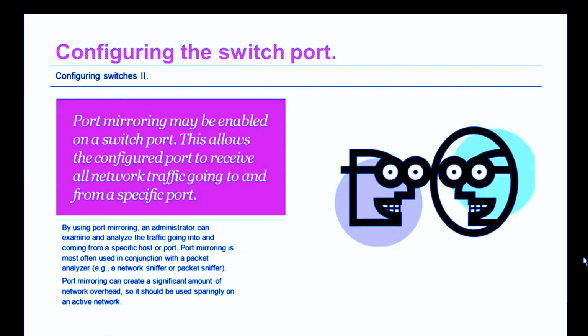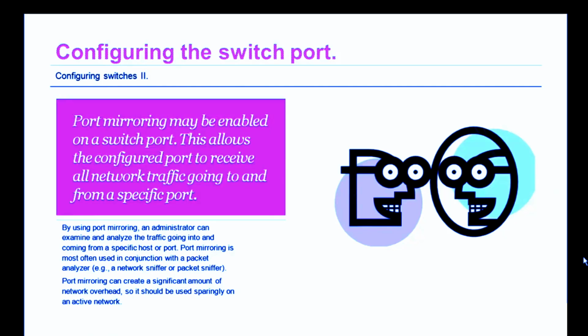Port mirroring may also be enabled on a switch port. This allows the configured port to receive all network traffic going to and from a specific port. By using port mirroring, an administrator can examine and analyze the traffic going into and coming from a specific host or port. Port mirroring is most often used in conjunction with a packet analyzer, also known as a packet sniffer or network sniffer. Administrators often use port mirroring to examine the flow of traffic to determine what method of network optimization to use, or for when they're determining which security measures to put in place.